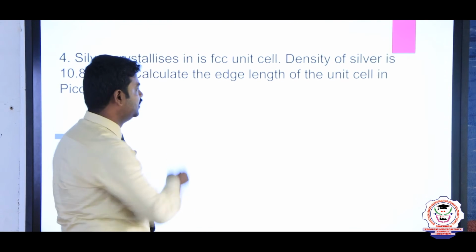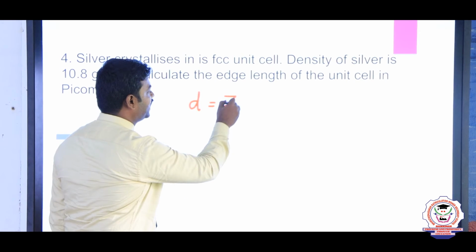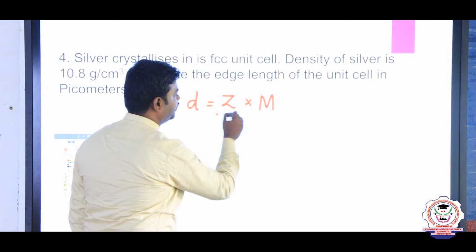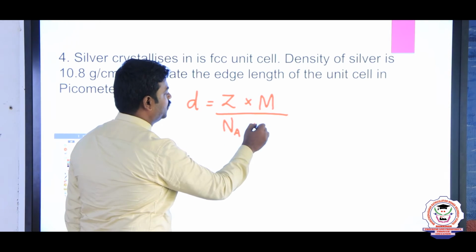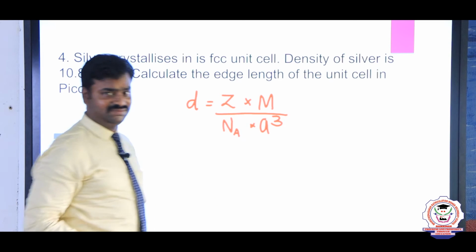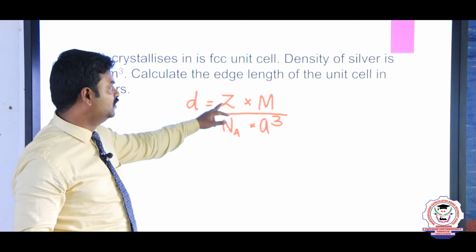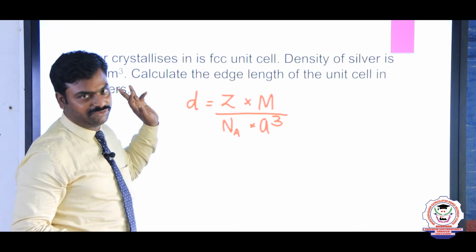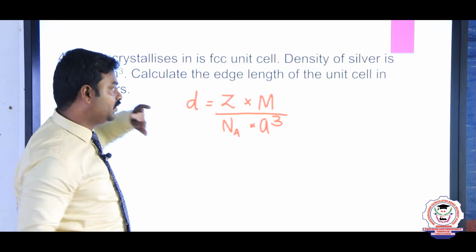Just now we have derived density is equal to Z, number of atoms per unit cell, into molar mass divided by Avogadro number into volume of the unit cell. What is the volume of the unit cell? That is A cube. Now they have given the D value and Avogadro number, it is a constant value. Z, what about Z of the FCC? That is 4. And molar mass, we have to find it for silver. So we know all the values except A. So we have to find out A.